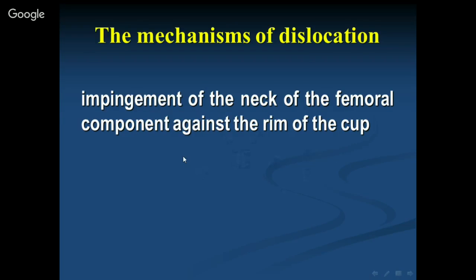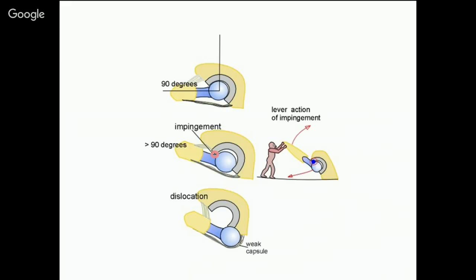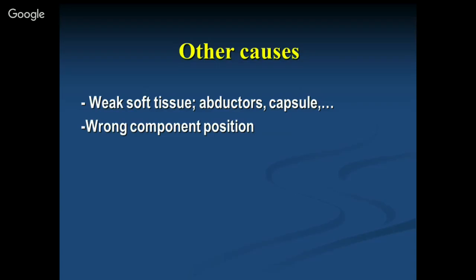So the mechanism of dislocation: there is an impingement of the neck of the head against the rim of the cup. We have found that the neck impinges over the cup at 90 degrees, and if we go beyond 90 degrees, there is a tendency to dislocate. And if we have a weak capsule, the definite dislocation will happen. So other causes are the weak soft tissue, weak abductors, weak capsule. And second is the wrong position of the component. If the femoral component is not properly anteverted, and the socket is not properly anteverted, if it is retroverted, there is a high chance of dislocation.